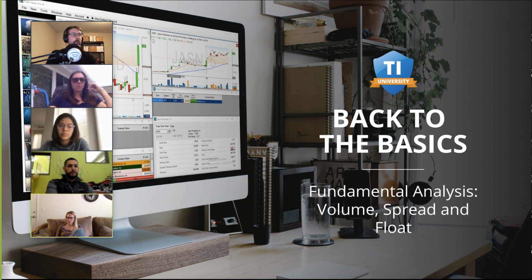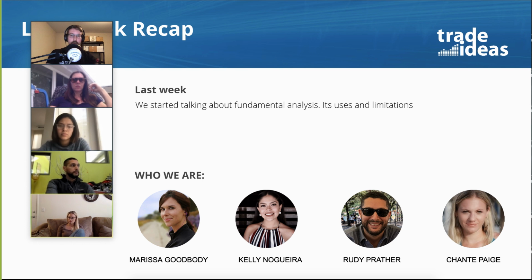Last week we went through the beginning of fundamental analysis, the uses and the limitations of it. Essentially, fundamental analysis is a form of analysis that, instead of using charts or statistics, looks at what the company is doing: what their business model is, what they are selling, what industry they are in, this type of thing.